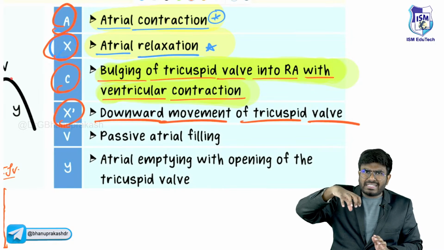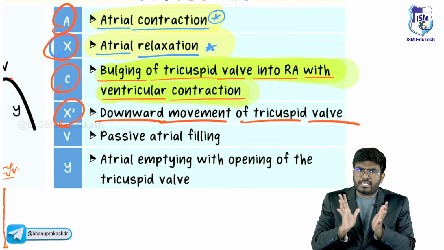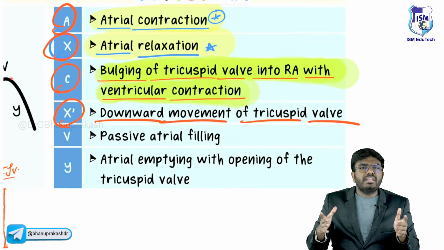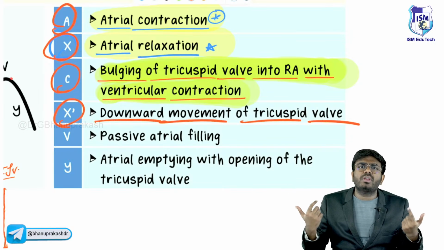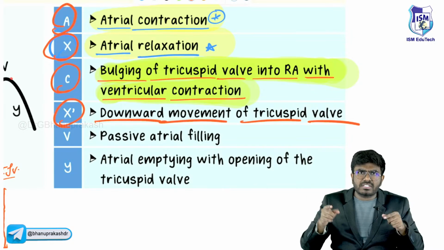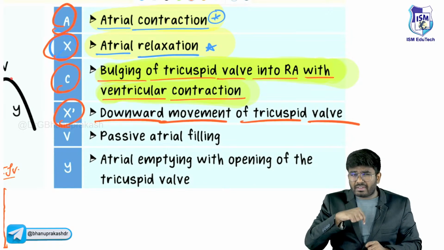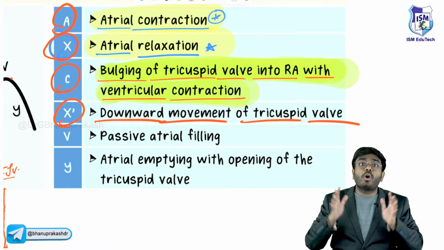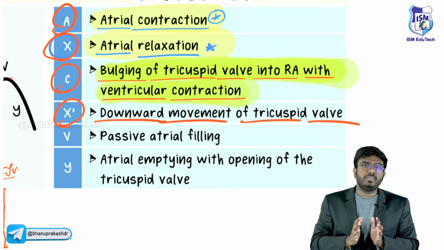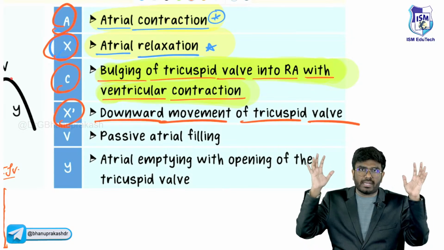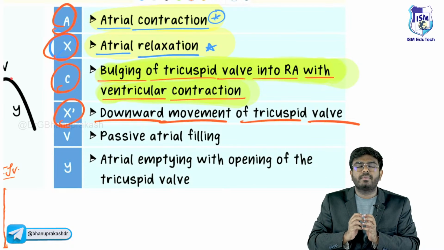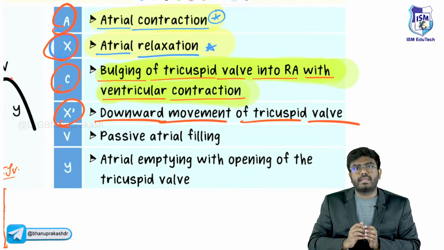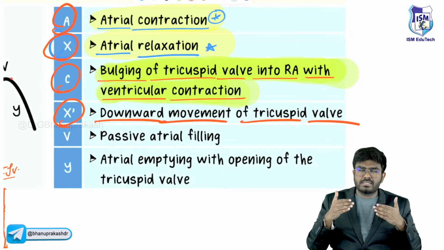Now after the atrial relaxation, the atria is in a relaxed state. Atria is absolutely relaxed. When the atria is relaxed, it will start to receive the venous blood from the superior vena cava and inferior vena cava. So more and more blood it is receiving, right? When it is receiving the blood, what happens to the pressure inside the right atria? The pressure in the right atria increases.